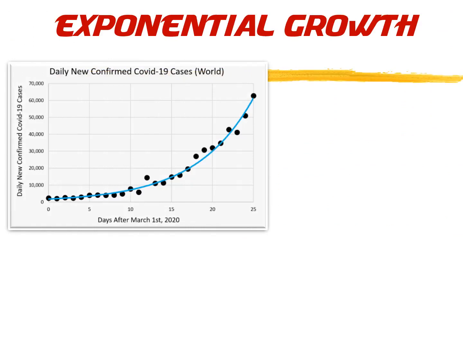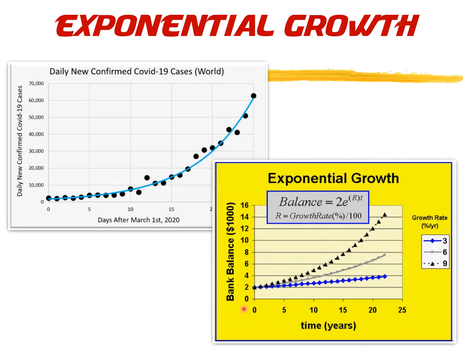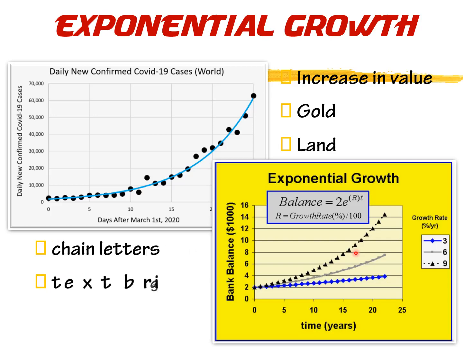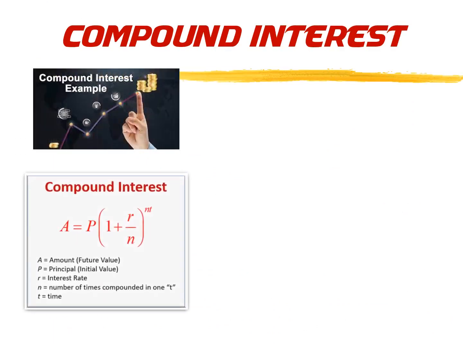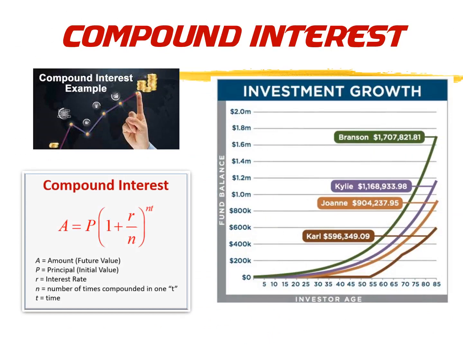If we have the exponential decay, which is a decreasing function, we also have the exponential growth, or those that increase in value exponentially, as shown in the graph. So here we have the new confirmed cases of COVID-19. This is the graph. And we also have here the graph of bank balance that increases exponentially. Other examples are the increase in value of gold and land. And also we have chain letters, text brigade, or the networking business. Another example is the use of compound interest in banking and finance.